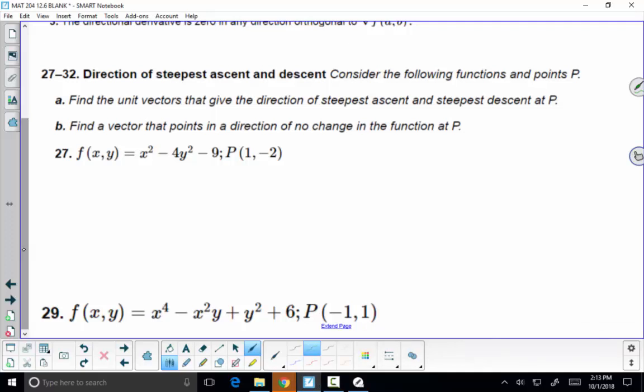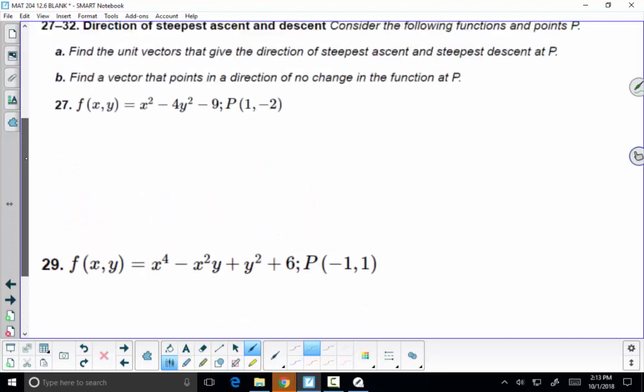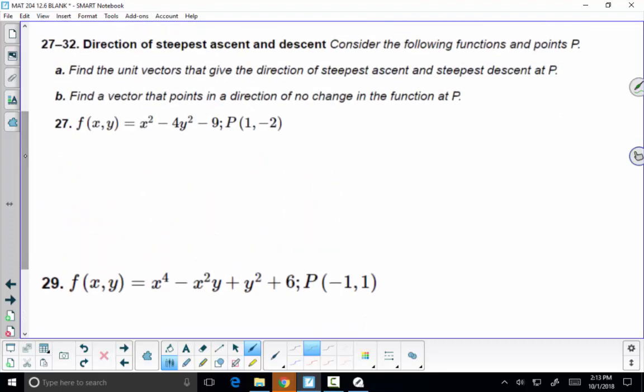All right, so let's see if we can make it work. Direction of steepest ascent and descent. Consider the following functions and points. First it says find unit vectors that give the direction of maximum ascent and descent. Steepest, maximum rate of change, minimum rate of change. Books use a million different expressions for that: maximum rate of change, minimum rate of change, direction of steepest ascent, direction of steepest descent, all sorts of different ways to talk about it.